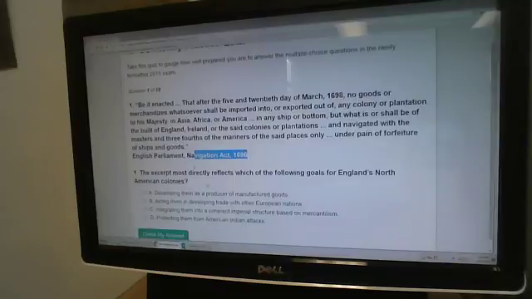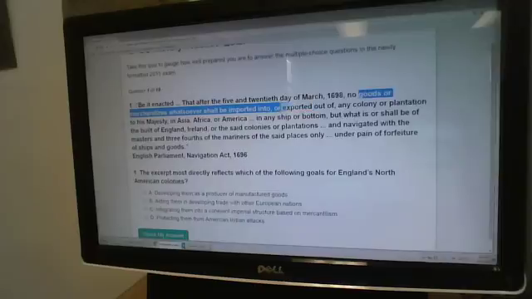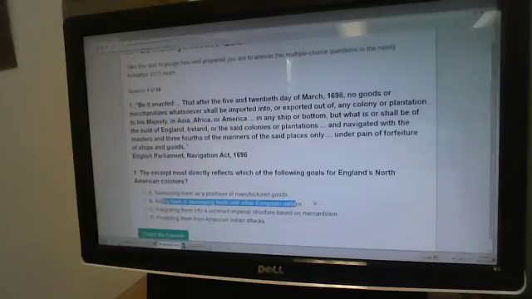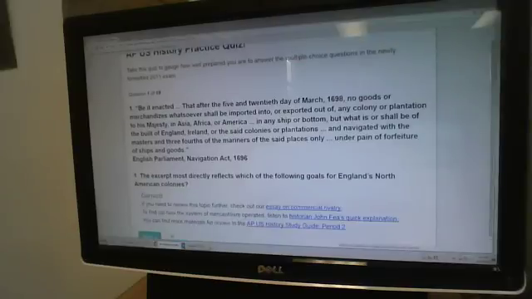So here's what you're looking for in the passage. The date may be important, but not entirely. Goods or merchandises shall be imported or exported out of any colony or plantation to His Majesty in Asia, Africa, or America. So are they trying to aid them in trading with other European nations? No, and you should also know in terms of the Navigation Acts, they were passed to facilitate trade between the colonies and Great Britain. So it should be either A or C. So which one is it? C? Well, let's see if it's C. Oh my goodness, you guys are so smart.